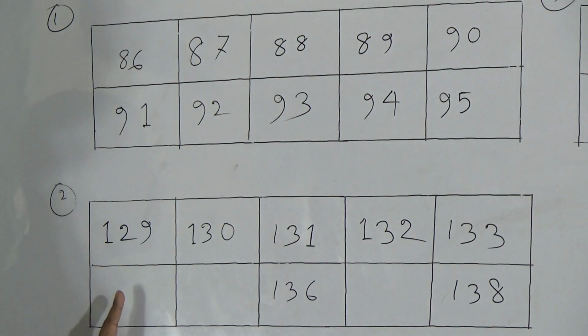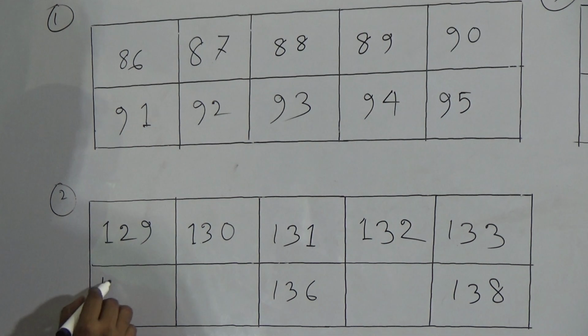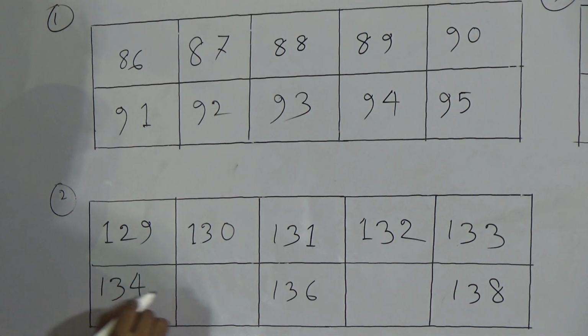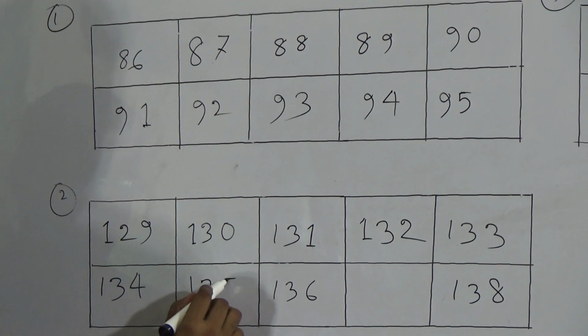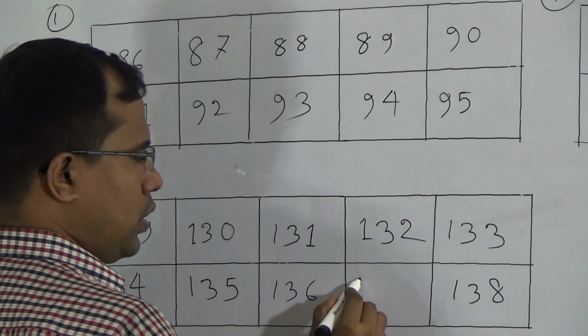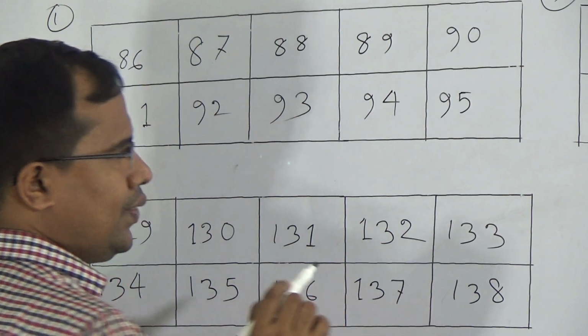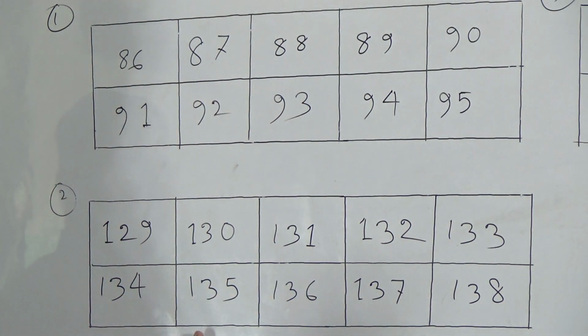After 133, 134 and 135 we will write here. It's 134, then 135. After 135, here 136 exists, and between 136 and 138, you must write 137. So it will be 1, 3, 7. Okay, dear students, we have solved two numbers. Now we'll solve three number.